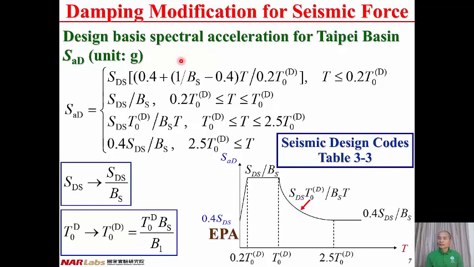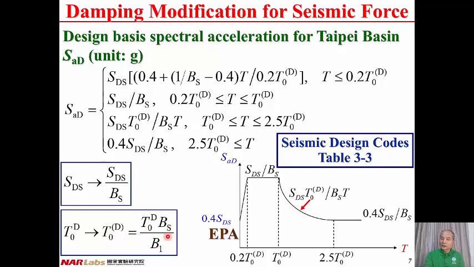If the site is located at Taipei Basin, the design basis spectral acceleration is modified by BS and B1 if the damping ratio is different from 5% according to seismic design codes table 3-3. And after the modification, SDS is replaced by SDS divided by BS, and the corner period is replaced by T0(D) BS divided by B1.